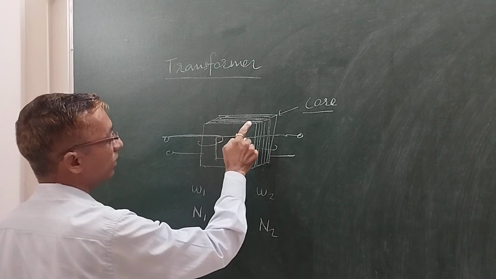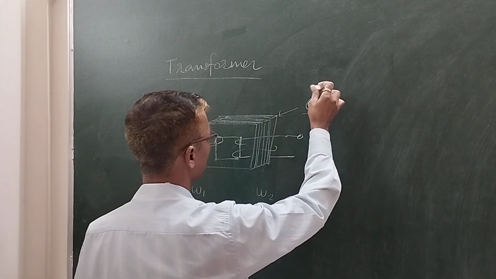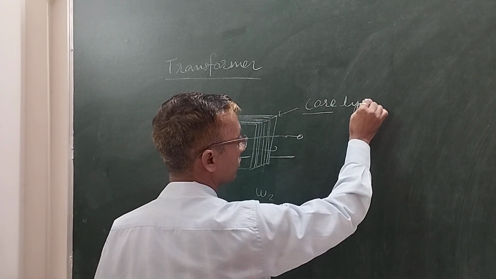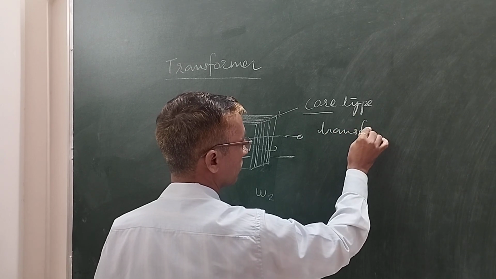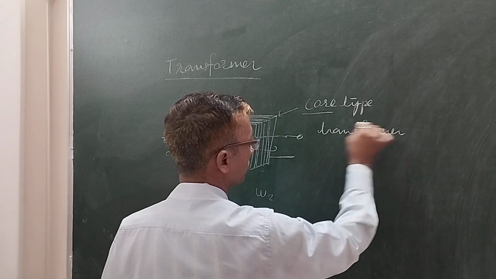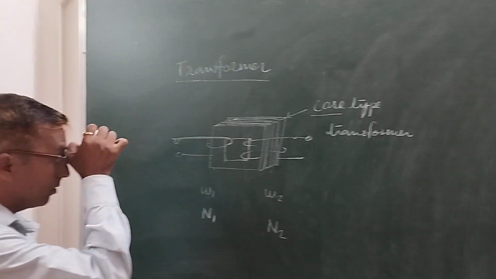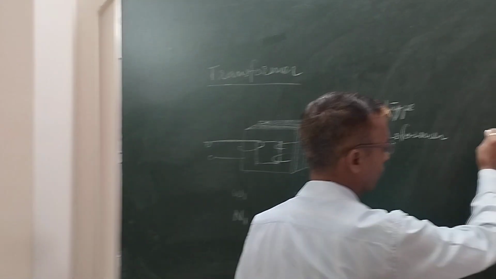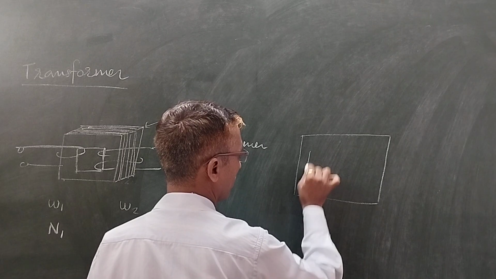Whenever there is a two-limb transformer, it is called as core type transformer. Depending on the design of core, there are two types of transformer. One is called as core type, another is shell type.